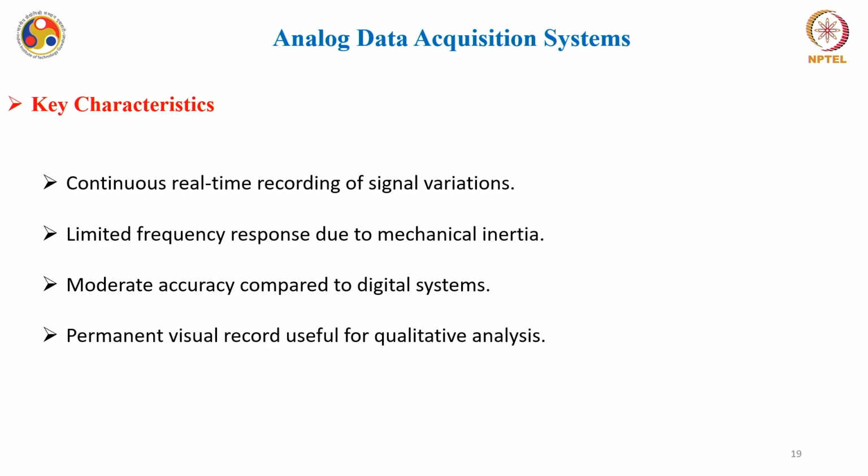The key characteristic of all these devices remains similar: they have the capability of continuous real time recording of the signal variation. They have limited frequency response due to their mechanical inertia, though some may be better, like the magnetic tape. They have moderate accuracy compared to the digital systems available nowadays. And permanent visual records are useful for later qualitative analysis, and that is why these recordings were done.